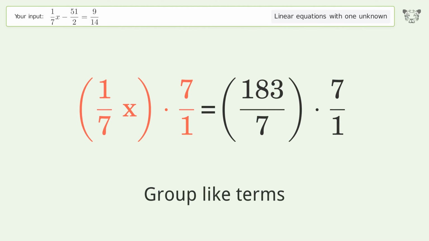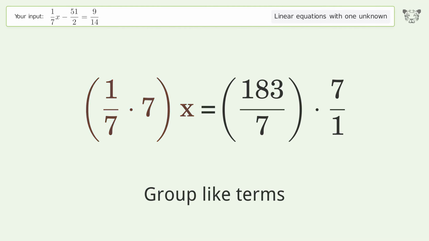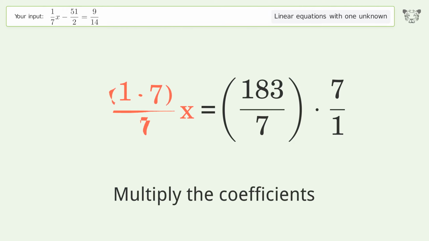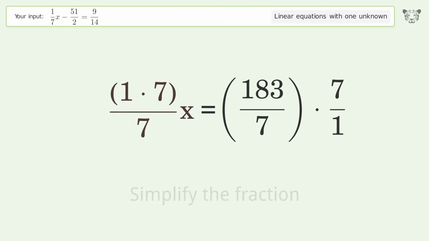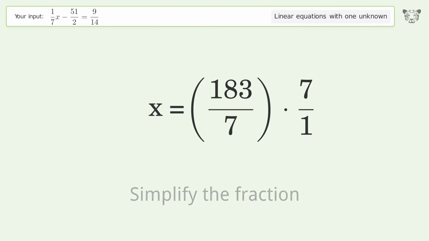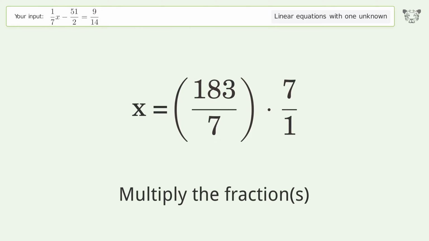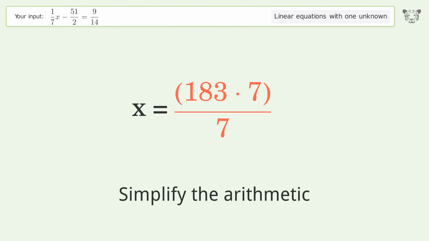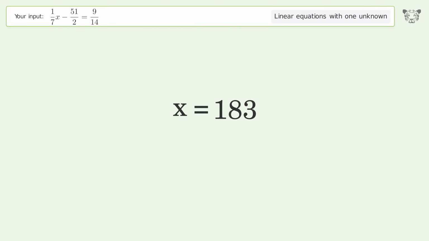Group like terms. Multiply the coefficients. Simplify the fraction. Multiply the fractions. Simplify the arithmetic. And so the final result is x equals 183.